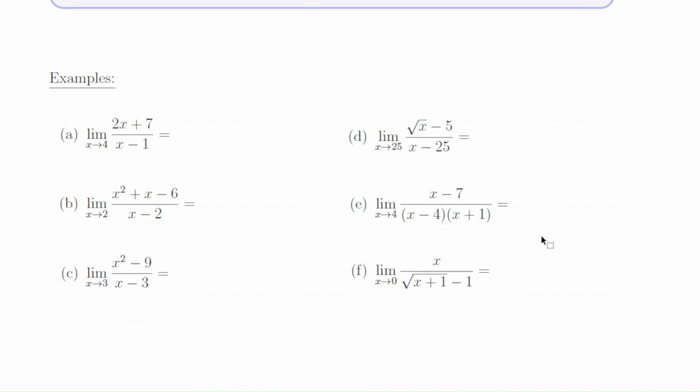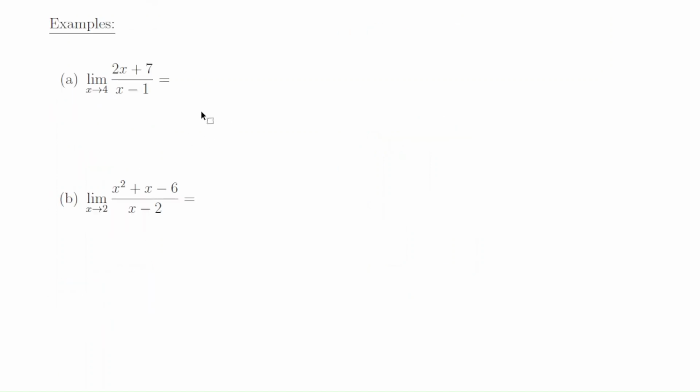So what about this first example? How would we do the limit as x approaches 4 of 2x plus 7 over x minus 1? Well, notice that's a rational function. And we're not dividing by 0 when we plug in 4, so we can just plug in 4 to give us the correct answer. Okay, so this one's very simple. Plug it in. 2 times 4 is 8, plus 7, that's 15. 15 divided by 3, that'd be 5.